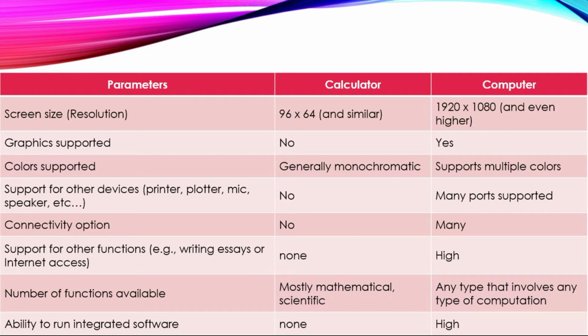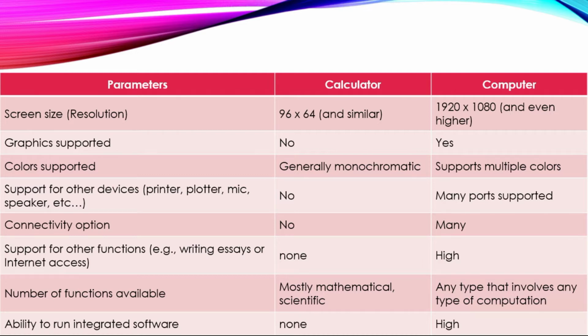Next point, support for other functions, for example writing essays or internet access. Calculator does not provide any typing of words or letters, and you cannot access internet with the help of calculator. Whereas there is high possibility that we can use all these functions in the computer. Next is the number of functions available. In calculator, only mathematical or you can say scientific functions are available. Whereas in computer, it involves any type of computation.